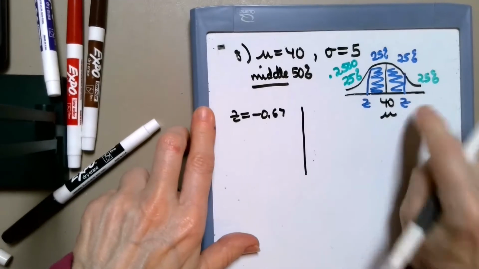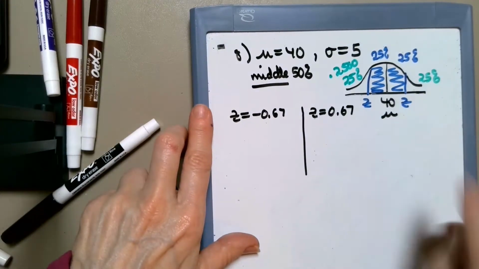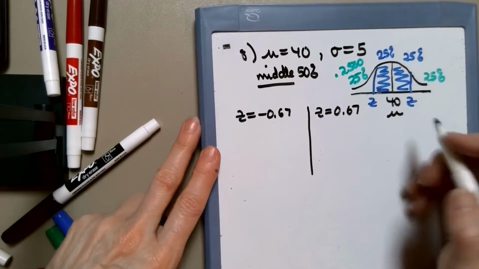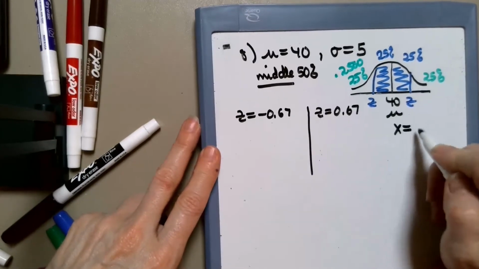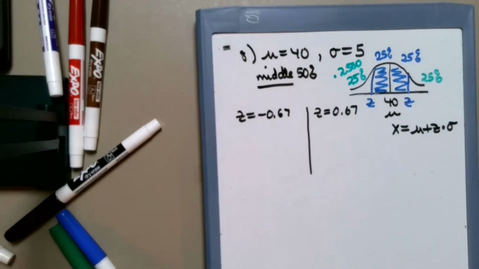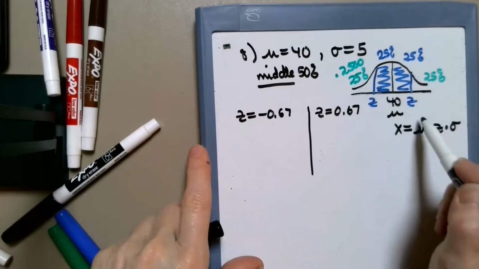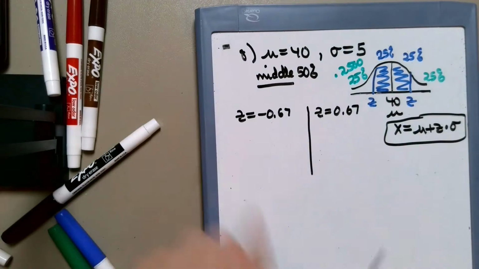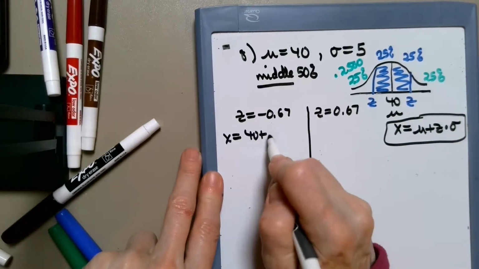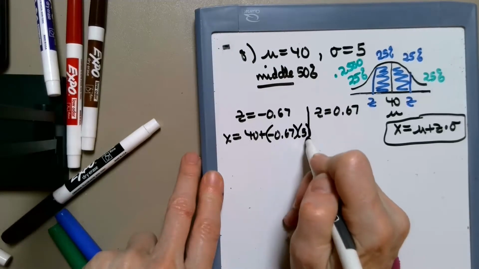However, I also need to work with this z-score on the right, which is positive 0.67 because of symmetry, and I need both. So how much do people spend on groceries then? Now I'm going to use the x formula, which is mu plus z times sigma, from your formulas page for chapter 5 and 6 and 7. I'm going to use this formula to find how much people are spending on groceries in the middle 50%. So x equals mu, that was 40, plus z, negative 0.67, times sigma, 5.